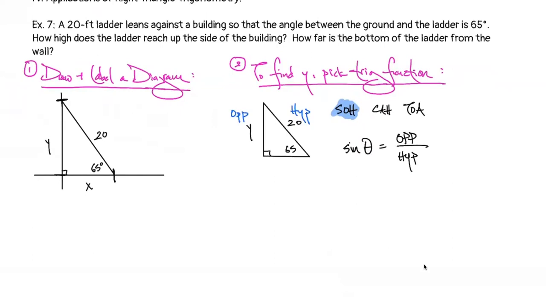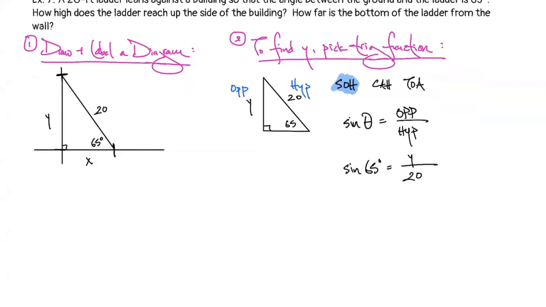Let's plug in what we can plug in. What numbers can I fill in and where should I fill them in? You can fill in the theta and then also the hypotenuse. Perfect. So we're going to say sine 65 degrees equals y over 20, right? We fill in all the information we have from that triangle.